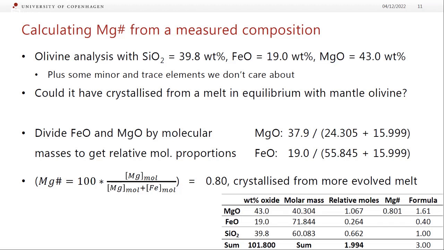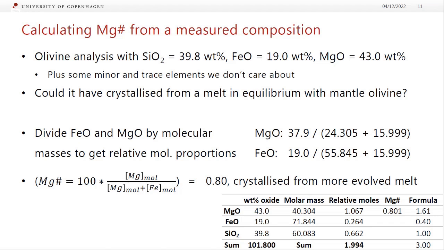So the question here is, could that have crystallized from a melt that was in equilibrium with mantle olivine? To do that, we want to find the Mg number. This is the opposite way around, and because we don't care about the silicon when we're calculating Mg number, we can just ignore it if we want to. But here we divide the weight percent by the molecular masses, so it's just the exact opposite procedure from before. So 38% magnesium, divide by a mass of magnesium oxide, that's about 40. 19% iron oxide, and we divide it by the molecular mass of iron oxide, which is 56 plus 16, it's about 72.